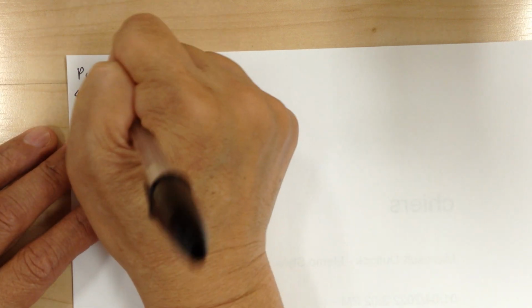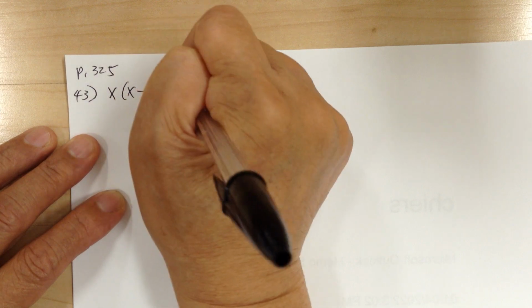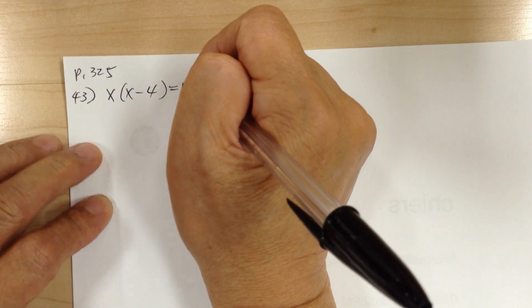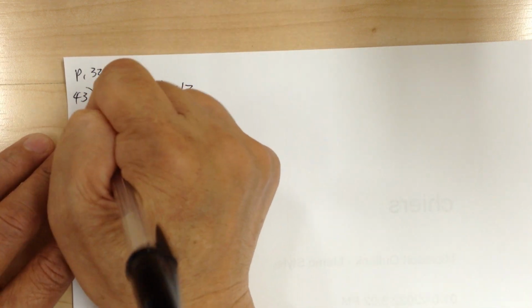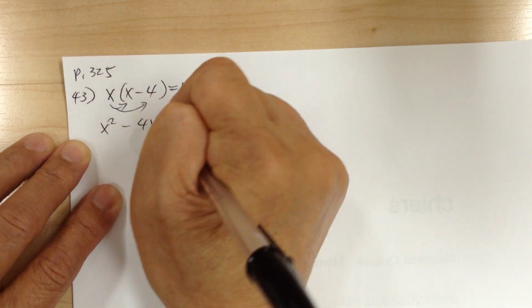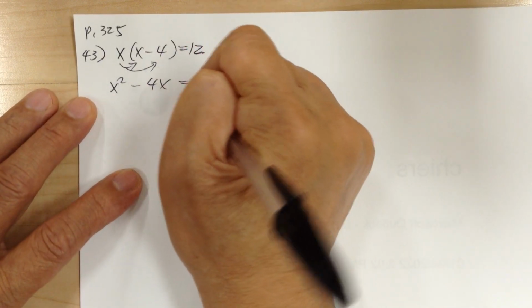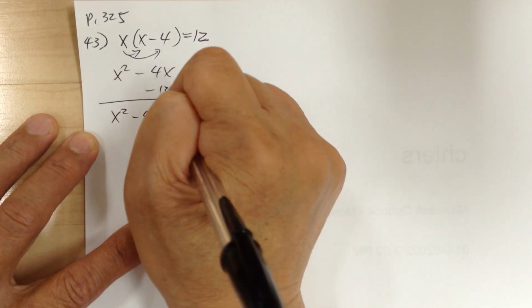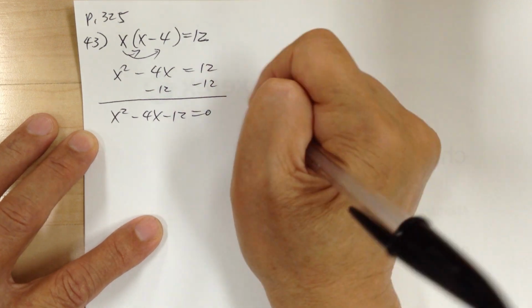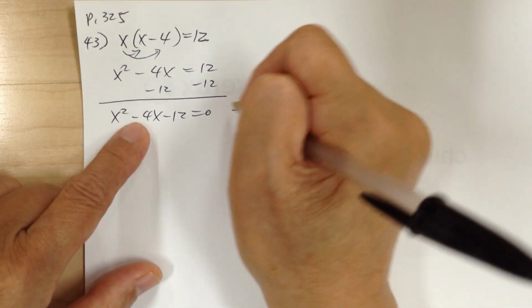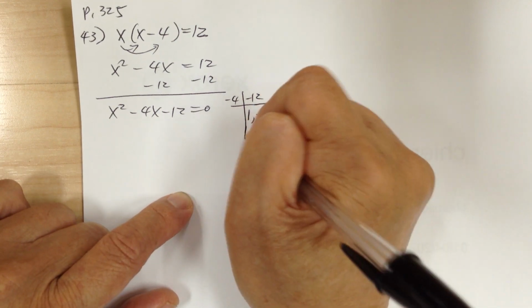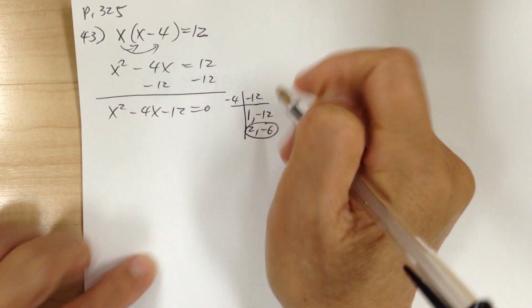So you have x times x minus 4 equal to 12. Okay, so again, this is not equal to 0, so the factoring is no good. So you have to redo the factoring. You have to undo the factoring. So multiply, you get x squared. Multiply, you get minus 4x equal to 12. Then minus 12 on each side. So you get x squared minus 4x minus 12 equal to 0. Okay, then you have to do your master product. So you got negative 4, negative 12. So 1 comma negative 12, 2 comma negative 6, and that's the correct combination.